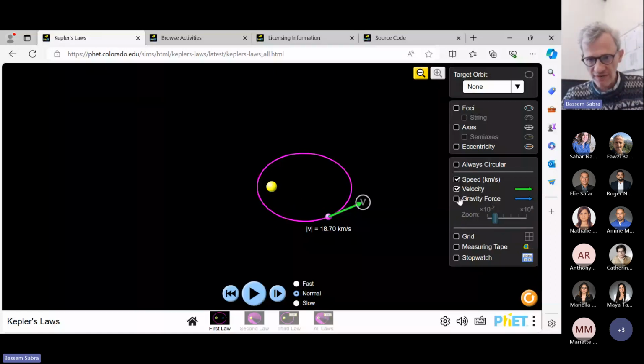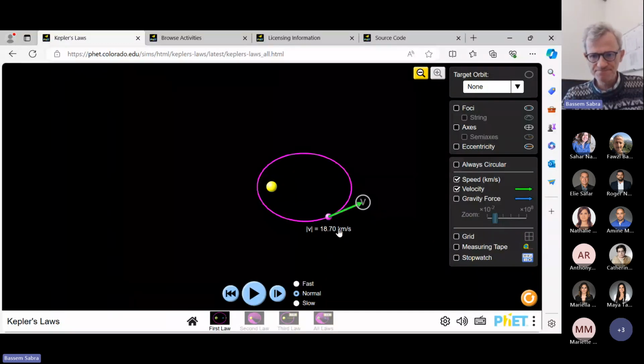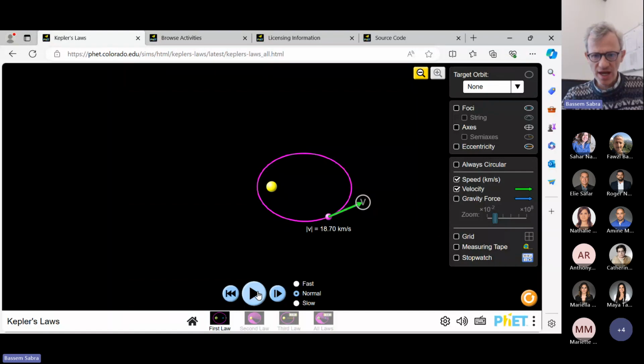Let me remove the gravity and keep other things. I want you to notice something here. I want you to pay attention to this number here, the speed of the planet as it orbits the star, and notice what happens. In particular, I want you to note the speeds when it's far from its sun, and the speeds when it is close to its sun.